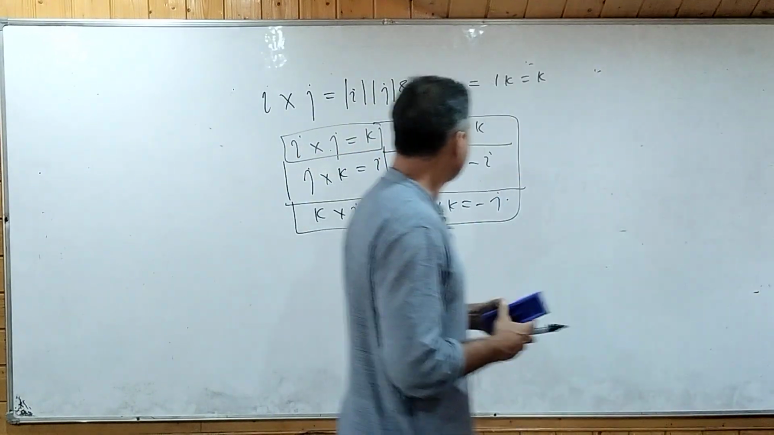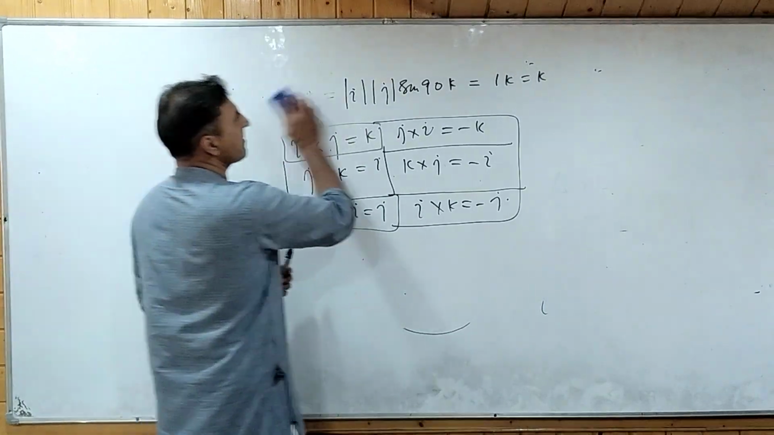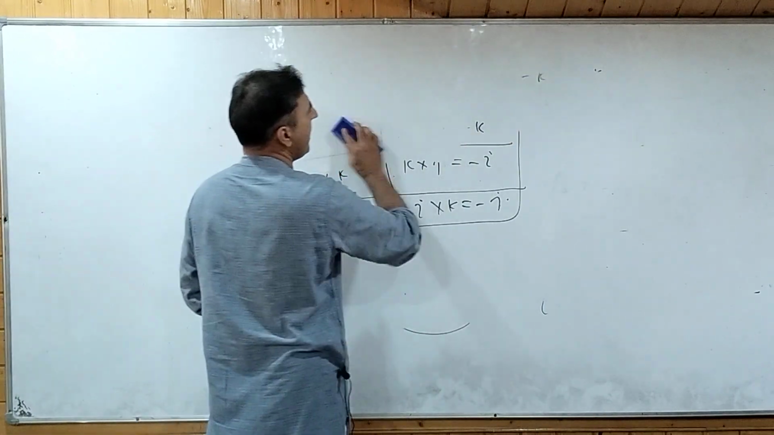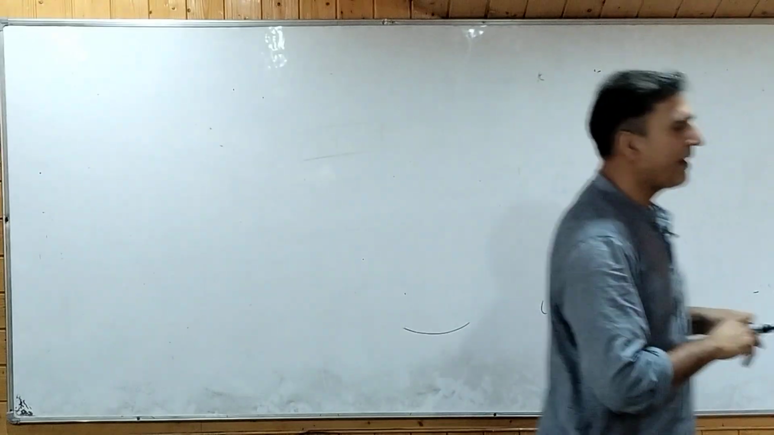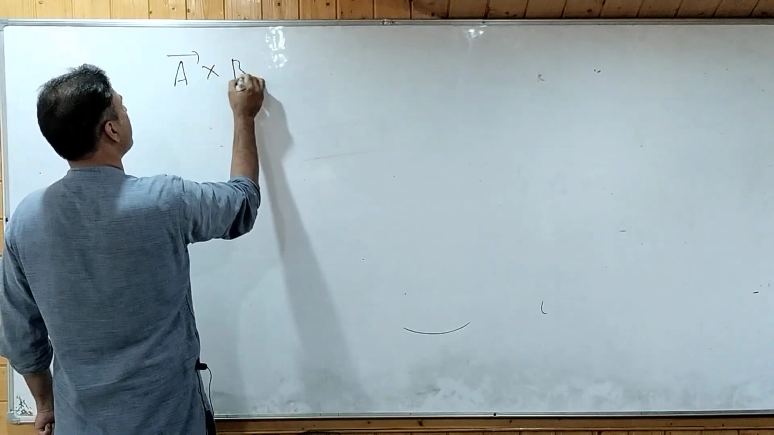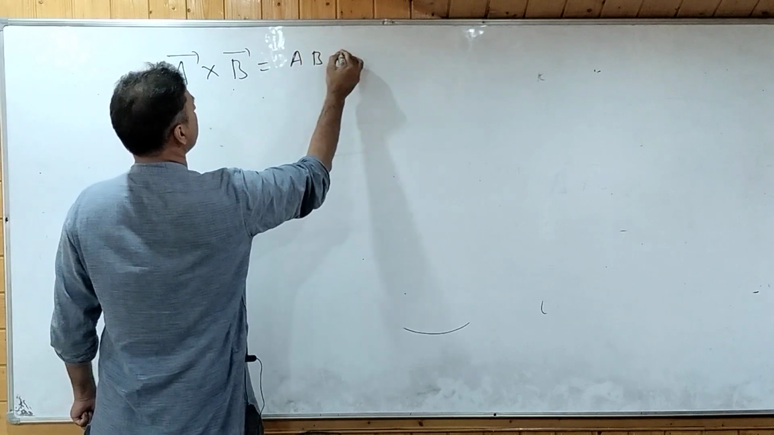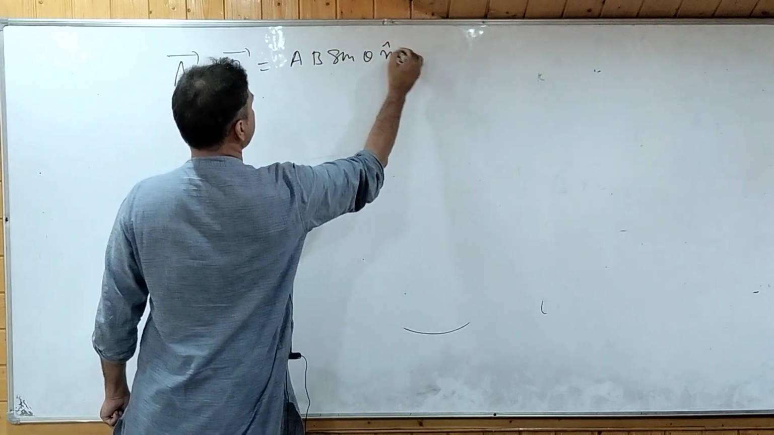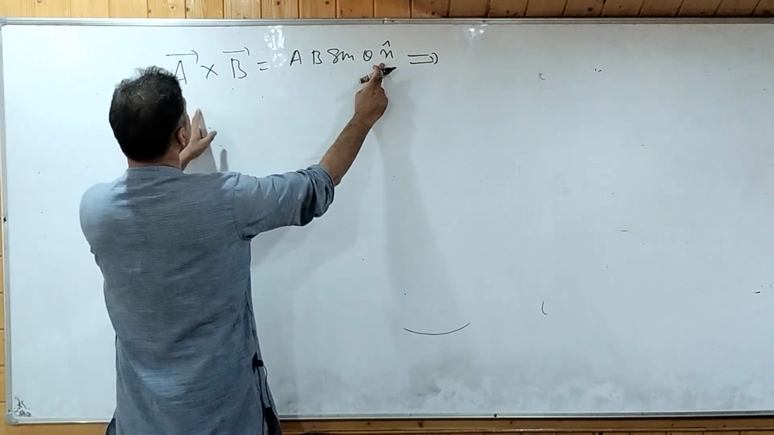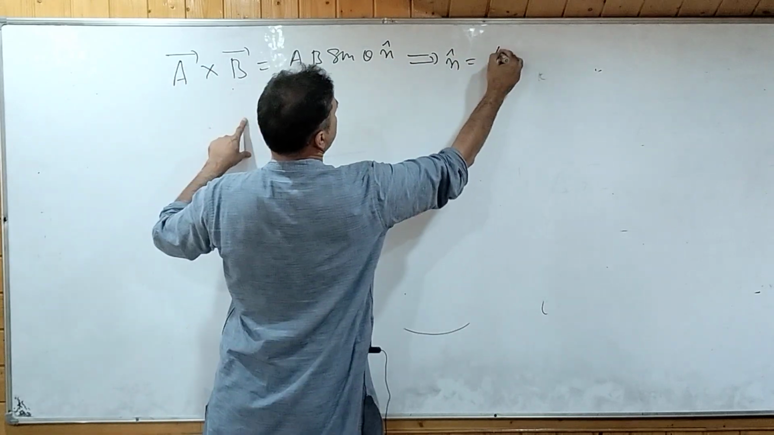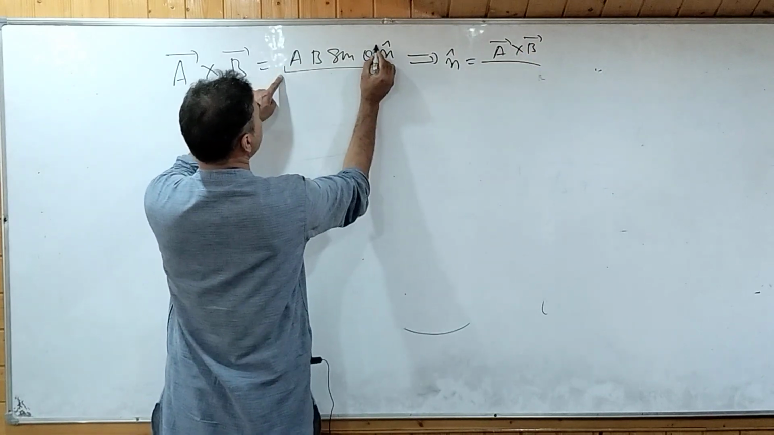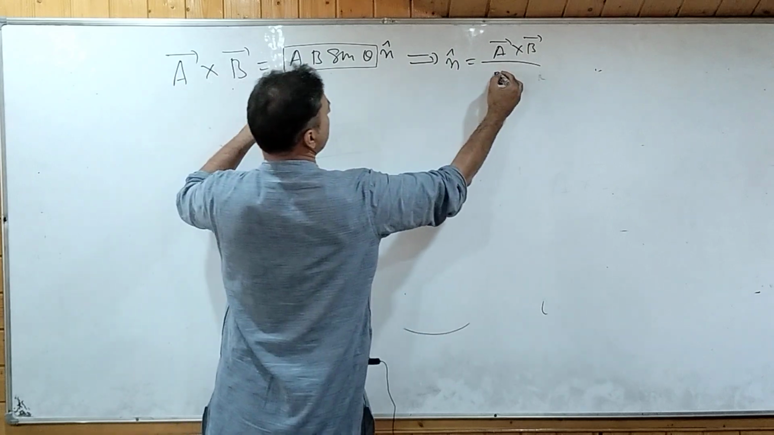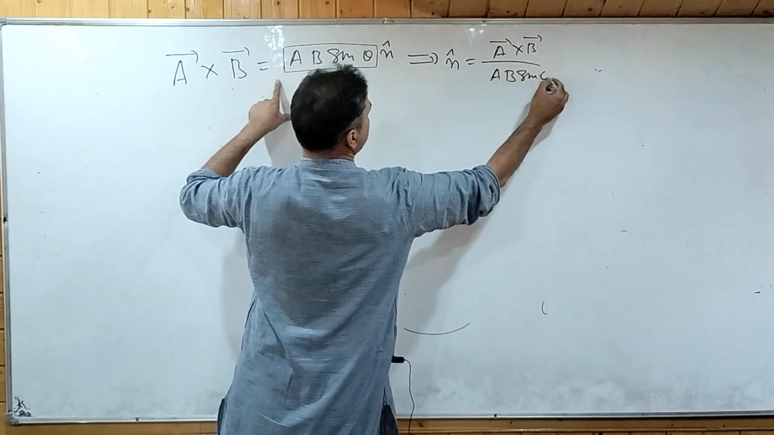Okay, now let me go find A cross B in terms of components of A and B. So how could that be done? A cross B, again A cross B. You know it is AB sine theta n unit vector. If I ask you what is this n unit vector? So n unit vector is the vector A cross B by its magnitude. Magnitude is how much? This one is the magnitude from here to here. So it is AB sine theta.